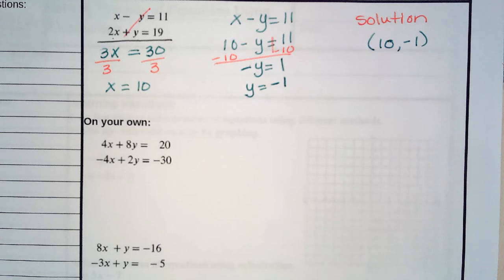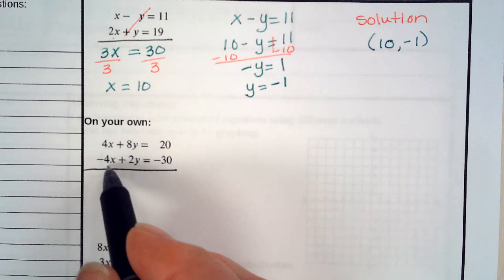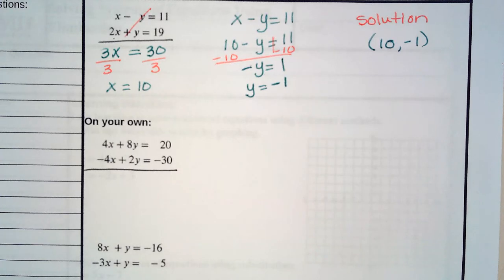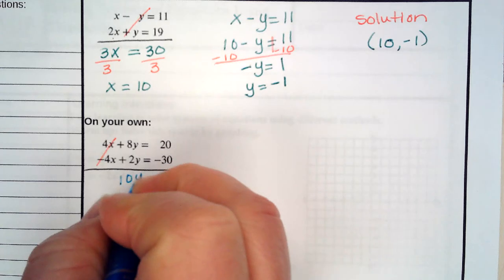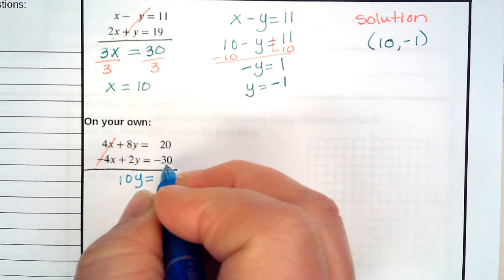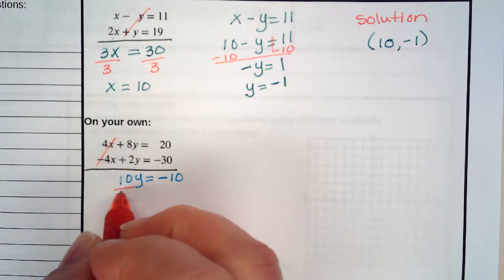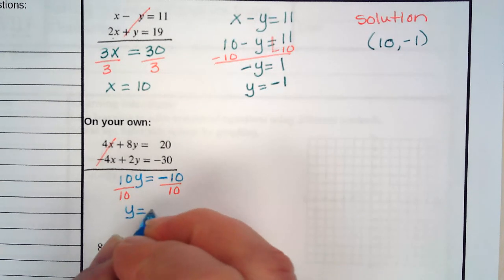Well, I do hope you tried to do it on your own. Draw the line underneath. 4x, negative 4x, that's my opposites, so I can add straight down. 4x minus 4x is 0 x's, so my x variable is gone. I have eliminated it. 8y plus 2y is 10y. 20 plus negative 30 is negative 10. Divide both sides by 10. Y is equal to negative 1.